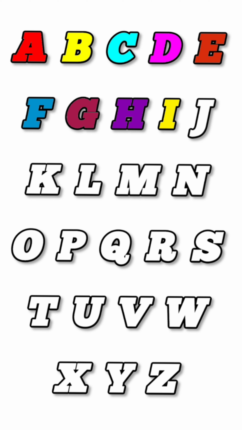I for inkpot, I for igloo. J for jug, J for joker. K for kite, K for king. L for lion, L for lamb.